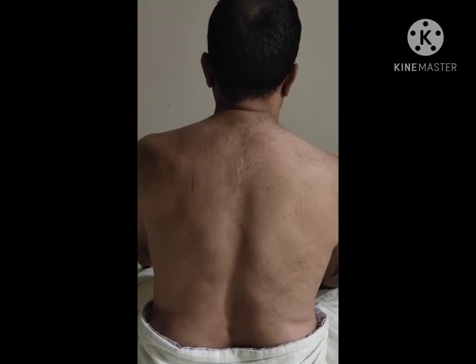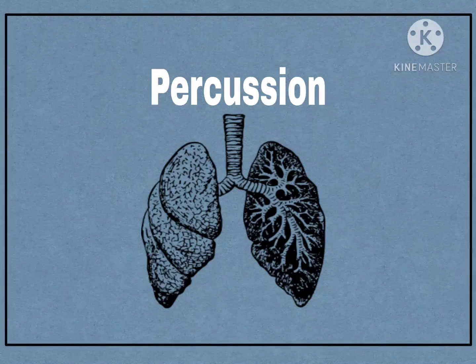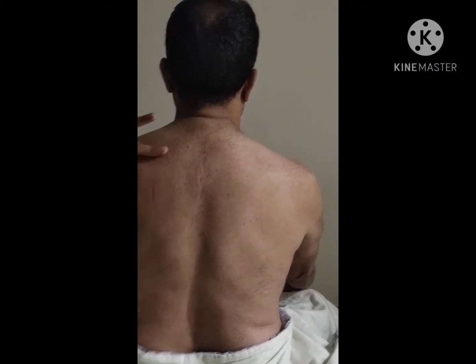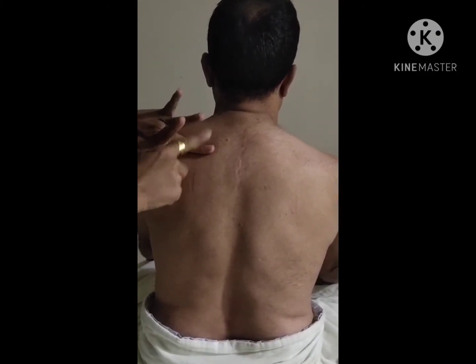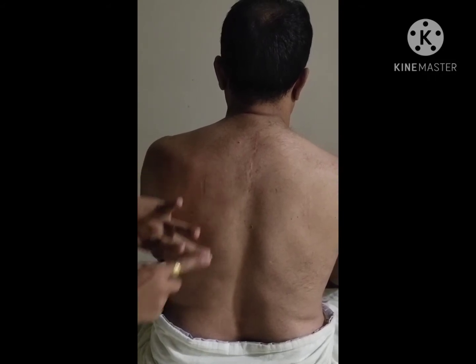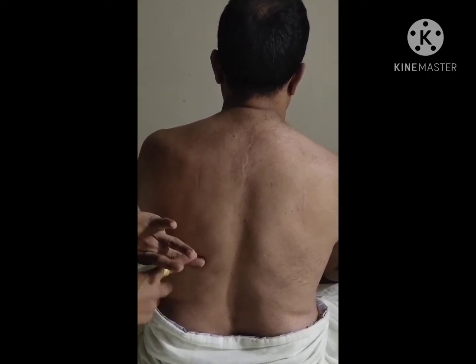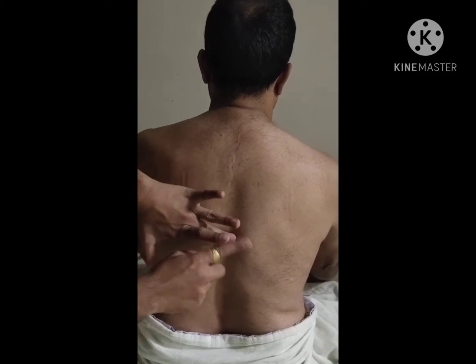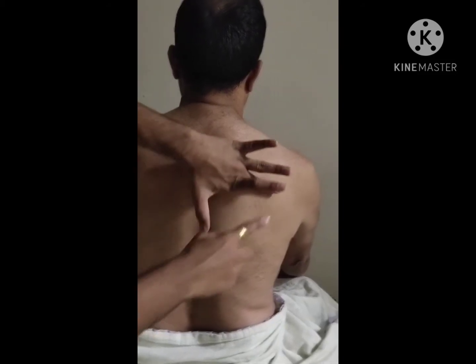Now we will perform percussion. For percussion, you have to take your left hand middle finger, and the other fingers should be in a flying state, and you have to tap with the index finger of your right hand on the middle finger of the left hand, as I am doing in the diagram.